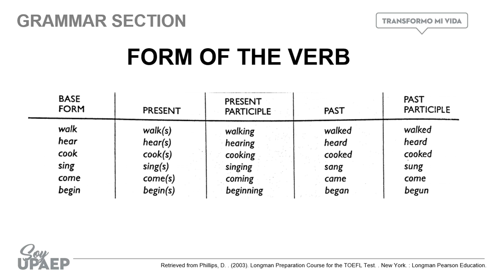For example, the verb walk, its base form is walk. It means that it doesn't have any kind of suffix. It's a simple form. The present of walk is walk or walks. Walk for I, you, we, and they, and walks for he, she, and it. The present participle, as we already said, is the ing form of the verb, so it is walking. The past is walked, and the past participle is walked. So all the verbs have the same forms.